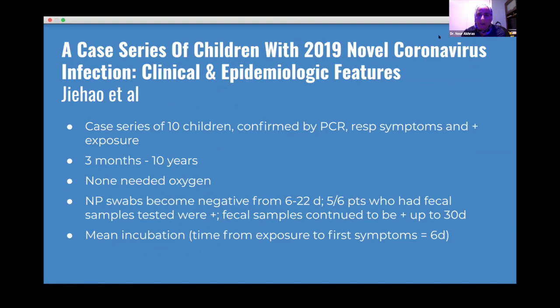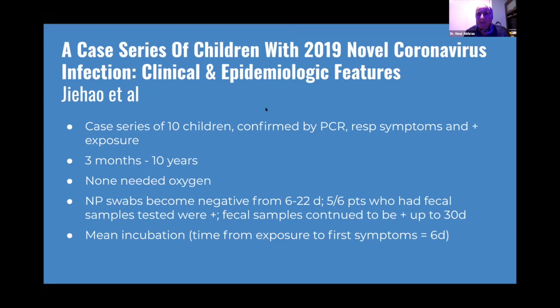it took about 6 to 22 days for their NP swabs to become negative. So the CDC has been telling us in the last couple of days that we can call somebody negative if they have 2 negative PCR tests 24 hours apart. The earliest recommendations were to quarantine for 14 days, and then we thought people would be less likely to be infectious as time went on. But from this study, we can see that sometimes people shed for a lot longer than the 14 days.